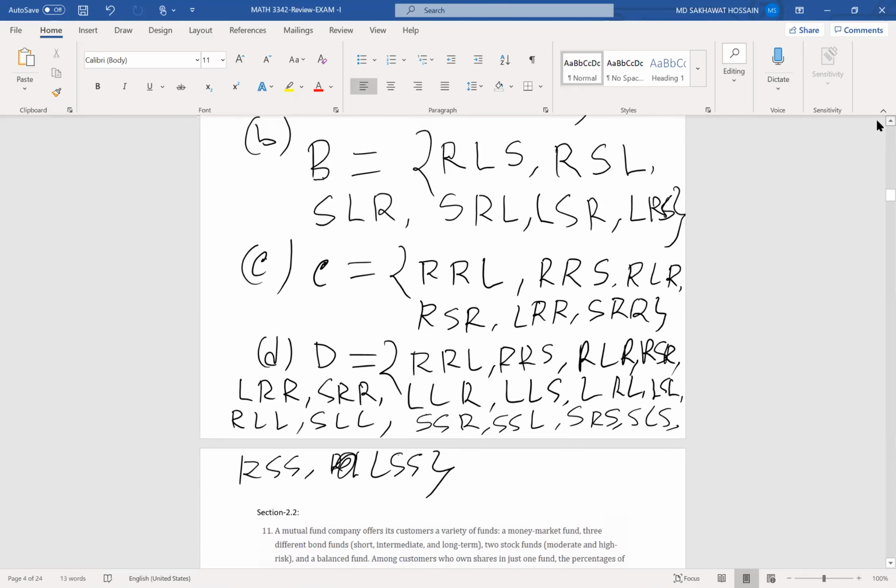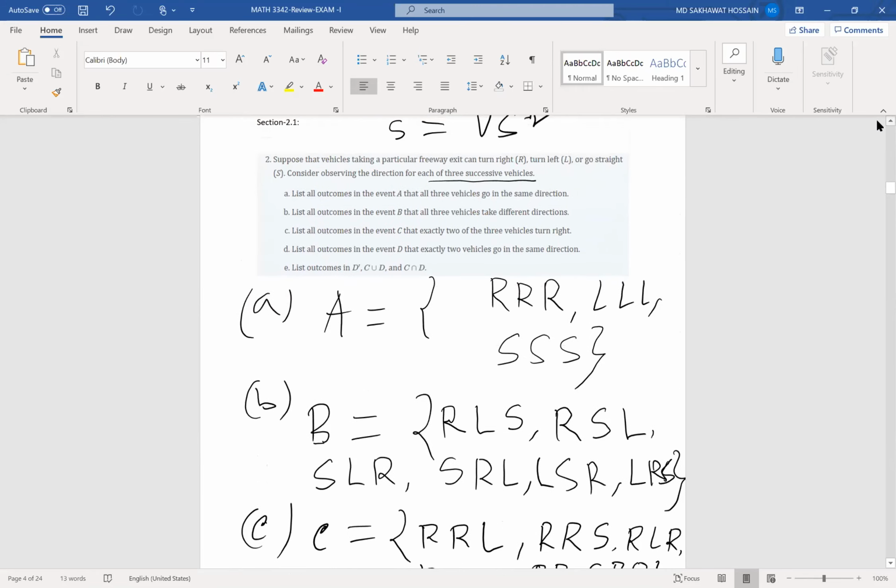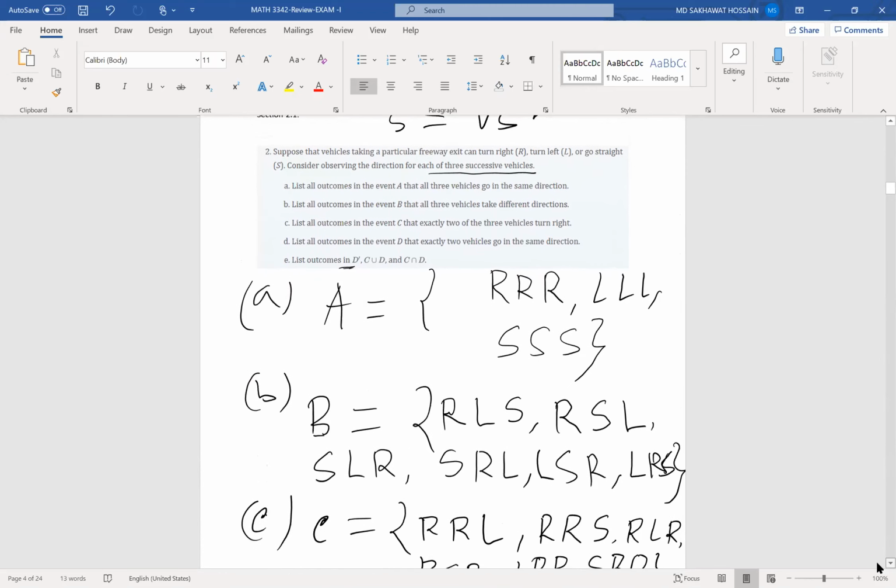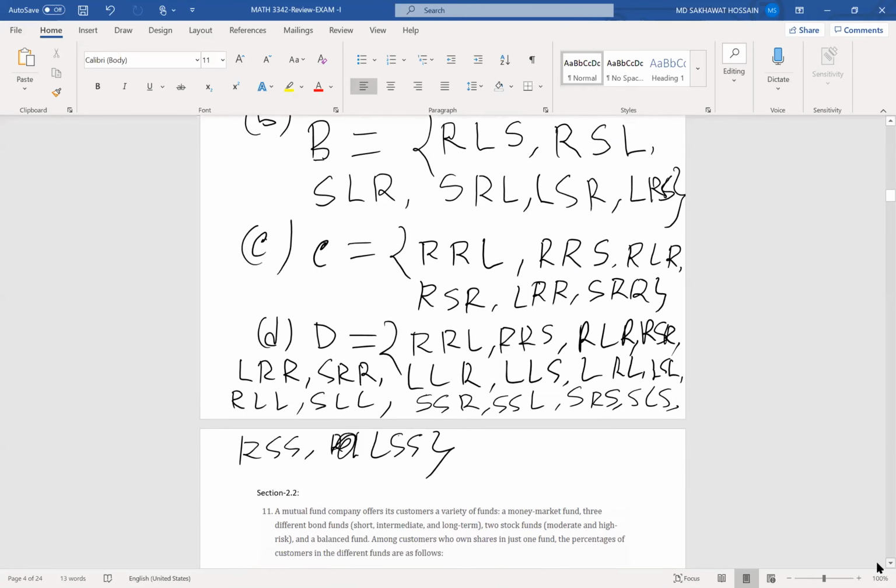Now we have all the events. Next, list the outcomes in D complement. So you have to find D complement, but we do not have the sample space yet. In the sample space, how many outcomes can we have? We can have actually total 1, 2, 3, 4, 5.